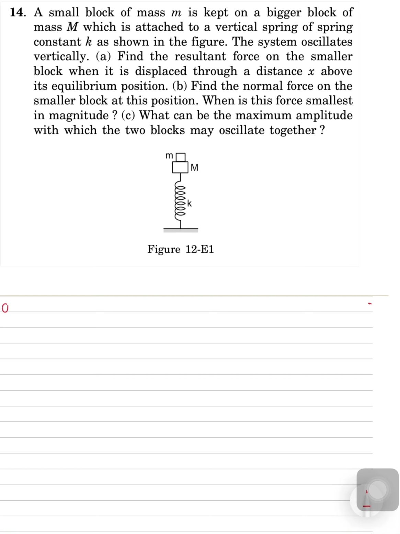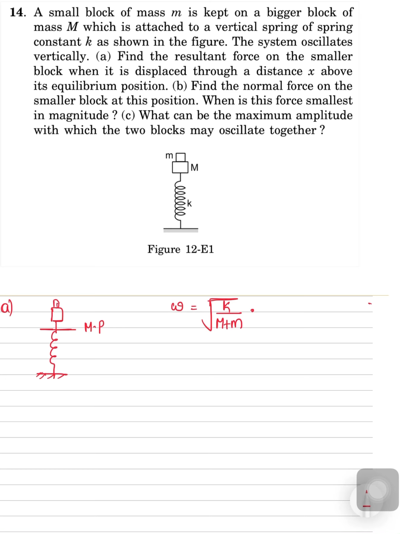So first let us deal with this first part, then we will see about the second part. Now both the blocks are in SHM. Let us assume this is the mean position, and now the blocks are a distance x above the mean position. Here, omega is generally the root of k by m, where m will be the total mass of the system, as both the blocks are oscillating: capital M plus small m. This is the omega value.